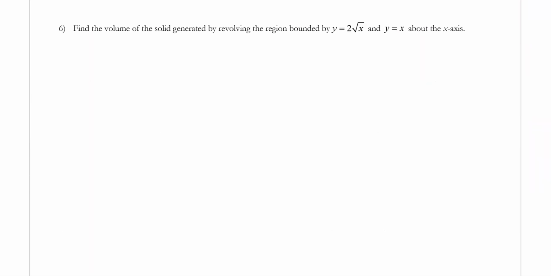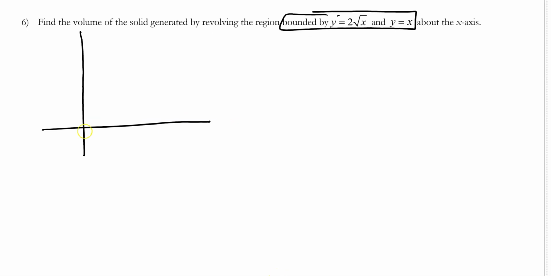Okay, number 6. We have these curves, and we're bounded by these. So we probably want to get ourselves a little sketch to see what's happening. So y equals x is this function right here. It's a line. And y equals 2 root x is going to look like this. And these are going to intersect at an x value of 4. So if I plug in 4, the y value is going to be 2.